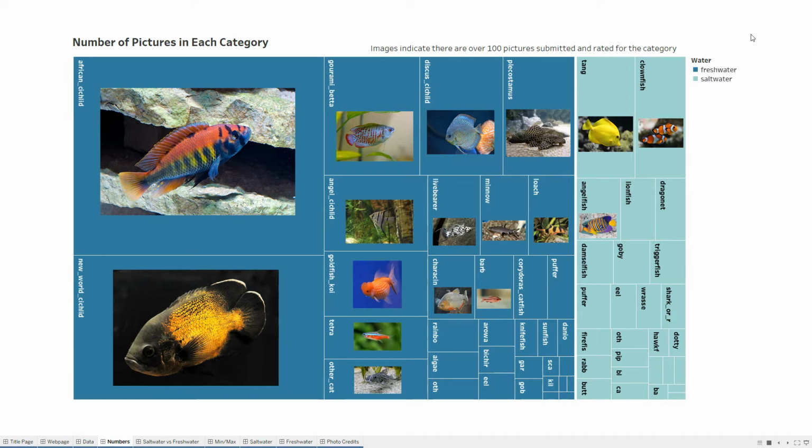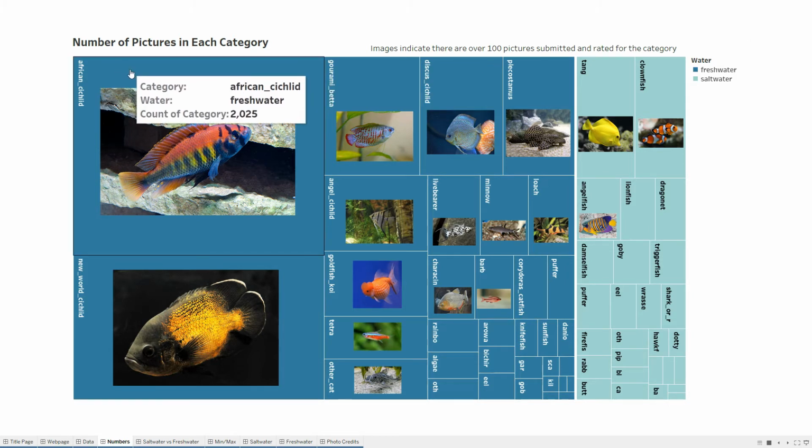My first chart is a tree map that displays the number of pictures in each category. Categories that contain images in their boxes have at least 100 pictures that had been submitted and rated as of February 28, 2021. It's pretty easy to see that cichlids dominate the website in number of pictures submitted. The category with the most number of pictures is African cichlids with 2,025 pictures.